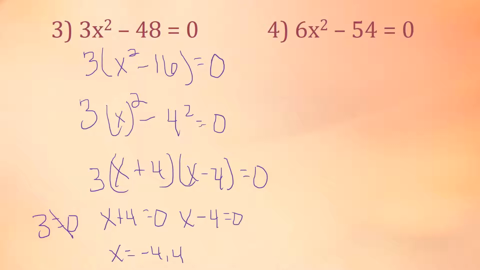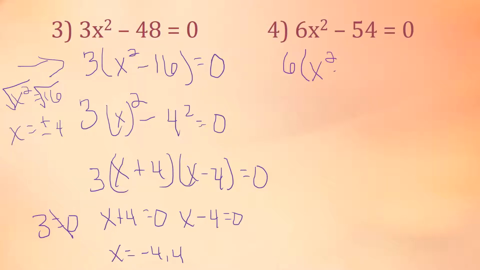So I just want you to recognize that back here, I could have added 16 to both sides and gotten x squared equals 16 and taken the square root and still gotten the same thing. I could have gotten plus or minus 4. Just a little FYI. So why don't you try number 4 on your own, pause it, and when you come back, I'll show you what to do.